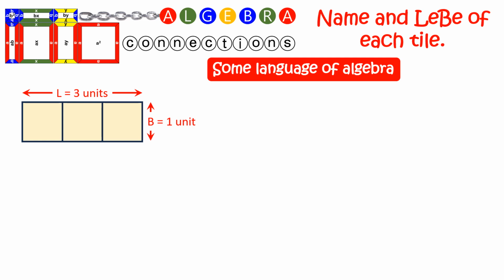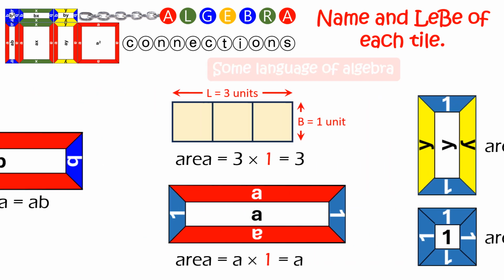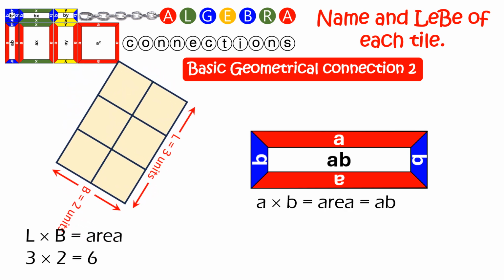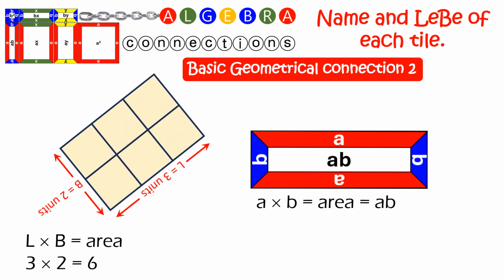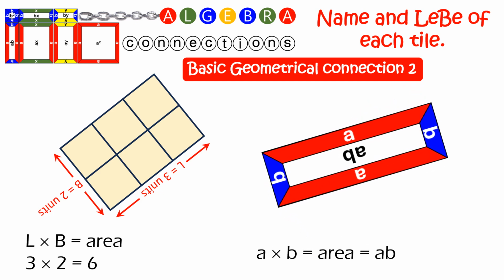3. When either dimension is 1, the area is numerically equal to the other dimension. So this is how the A tile, Y tile, and 1 tile look like. Finally, just as the dimensions and area of a rectangle are not affected by its orientation, the LeBe and name of a tile are also not affected by its orientation.